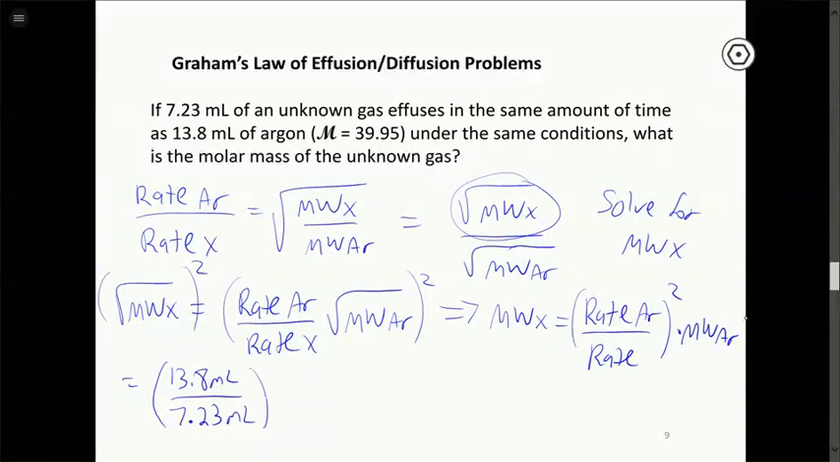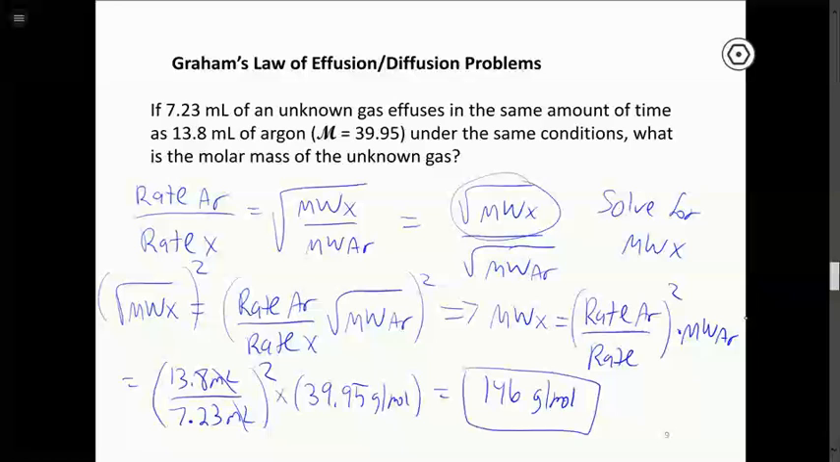So that's the ratio of the rates, which we have to square and then multiply by the molar mass of argon, which is 39.95 grams per mole. All right, so this is a ratio, so the units cancel, and we just multiply everything out, and we get 146 grams per mole.